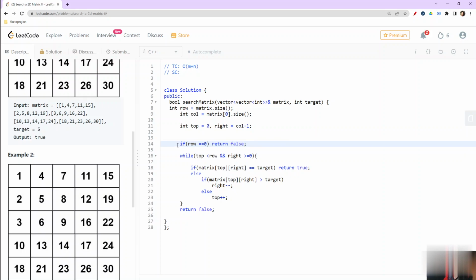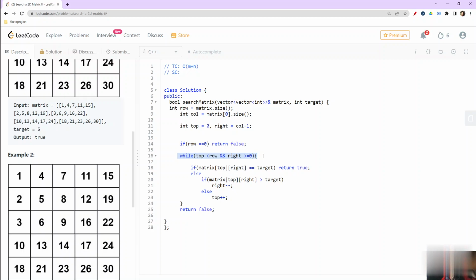So that's why we would be taking the column minus 1. Then if my row equals 0, then I'll return false. Although this won't be a scenario here, because as per the constraint we are given that row is at least 1, so we can even skip this particular case. Now comes the part that while top is less than row and right is greater than equal to 0, because what we would be doing is we will be simply decreasing our right, means decreasing our columns in that particular row.